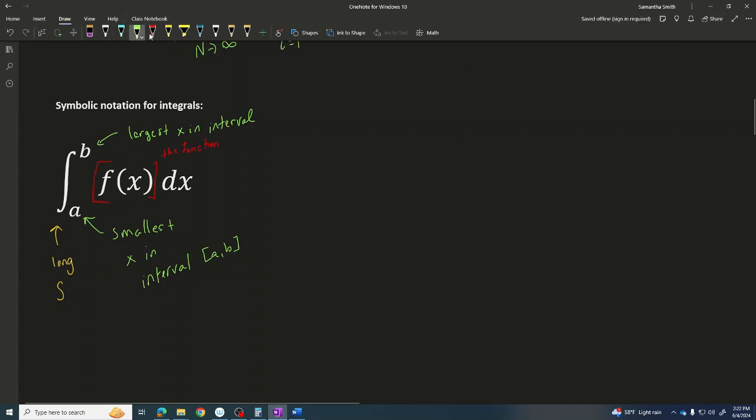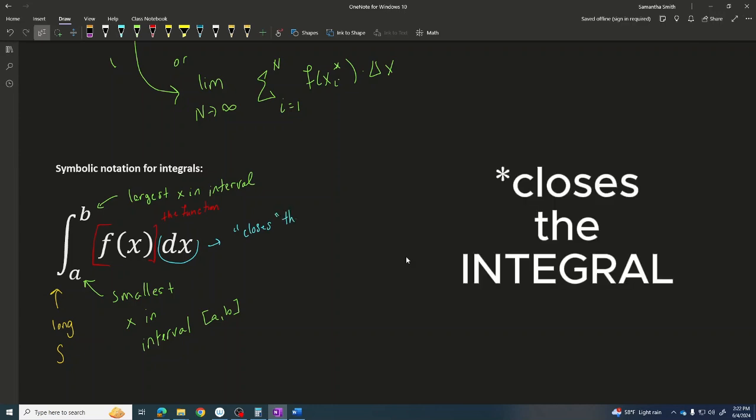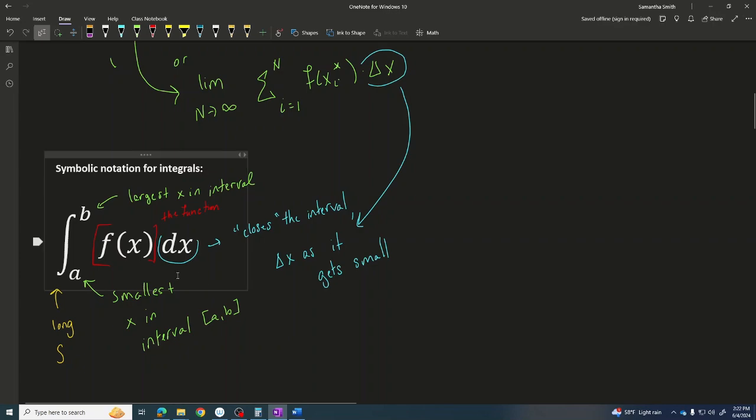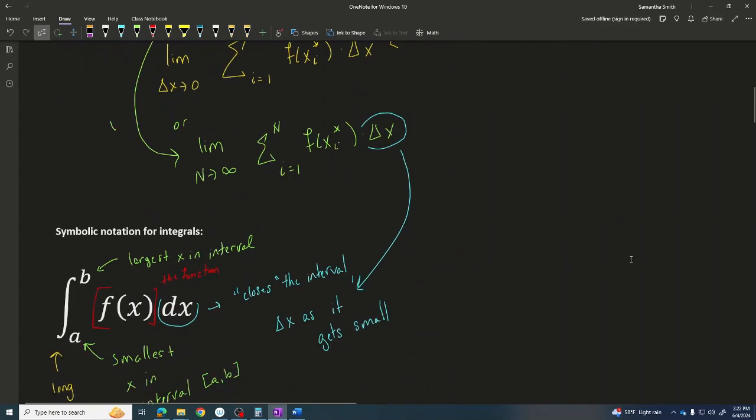And then this symbol dx over here to the side, this symbol dx can be thought of a couple of different ways. Grammatically, the dx closes the integral. The dx is also what becomes of this delta x as it gets very small. So that dx is basically standing in for a very, very, very tiny delta x.